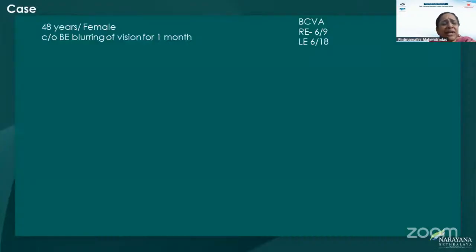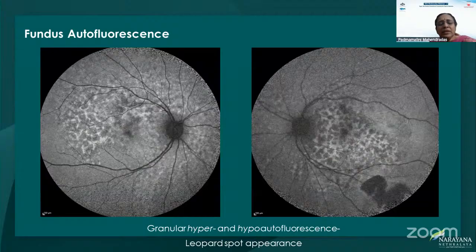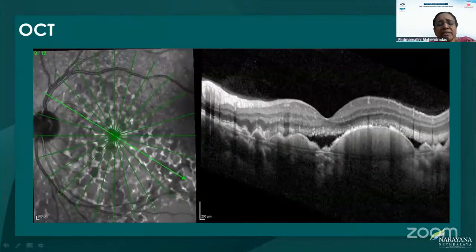Here is a 48-year female presented with blurring of the vision, initially had RPE mottling. Then she evolved into yellowish elevated choroidal subretinal lesions in the left eye. Leopard spot appearance whenever we see it on autofluorescence, we need to rule out masquerades. Granular hyper with hypoautofluorescence lesions in both eyes.